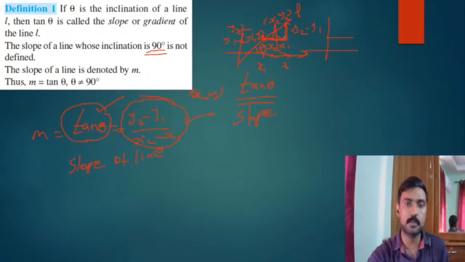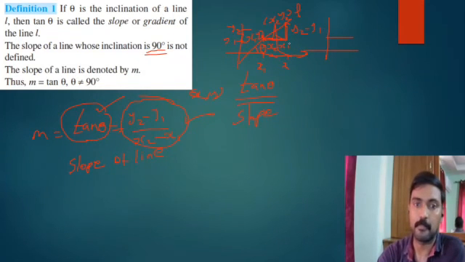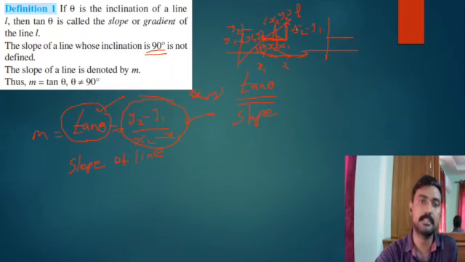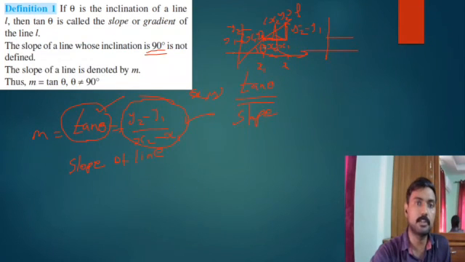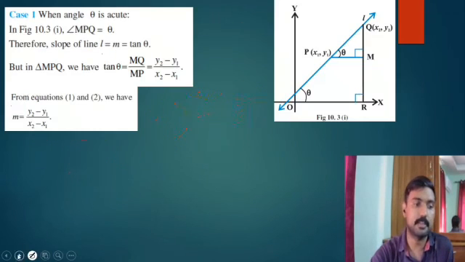If there is a slope, then only the opposite side will be there. There is no opposite side. So the opposite side is there, but the adjacent side will not be there, it is 0. Opposite by adjacent is the tan value. Adjacent 0 means any number divided by 0 is not defined. Therefore it is telling 90 degrees is not defined. And the slope of a line is denoted by the letter m, that we already stated here. Theta is not equal to 90 degrees.